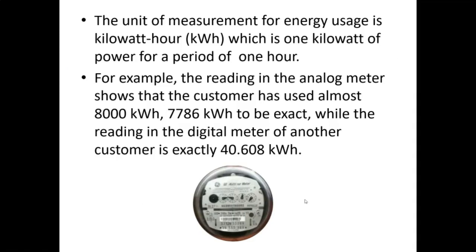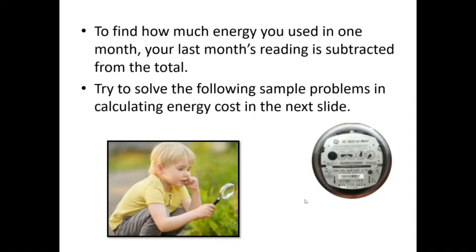So the unit of measurement for energy usage is kilowatt hour, which is 1 kilowatt of power for a period of 1 hour. For example, the reading in the analog meter shows that the customer has used almost 8,000 kilowatt hours, 7,786 kilowatt hours to be exact, while the reading in the digital meter of another customer is exactly 40.608 kilowatt hours. To find how much energy is used in 1 month, your last month's reading is subtracted from the total. Try to solve the following sample problems in calculating energy cost in the next slide.